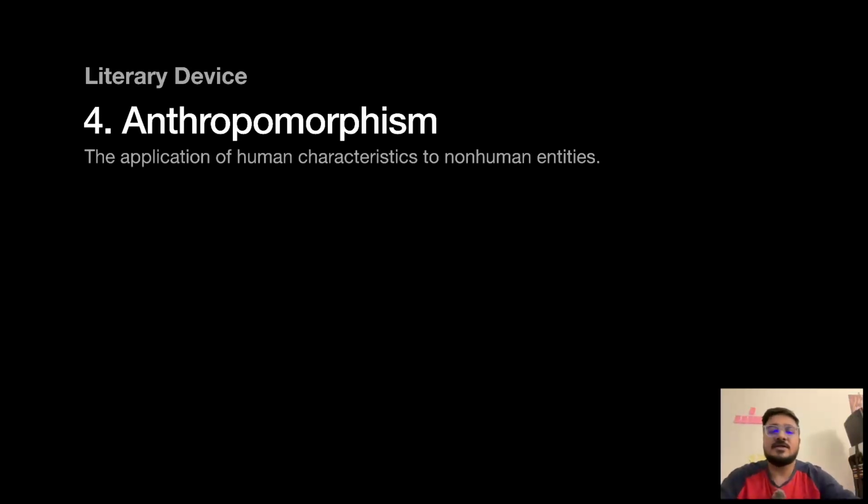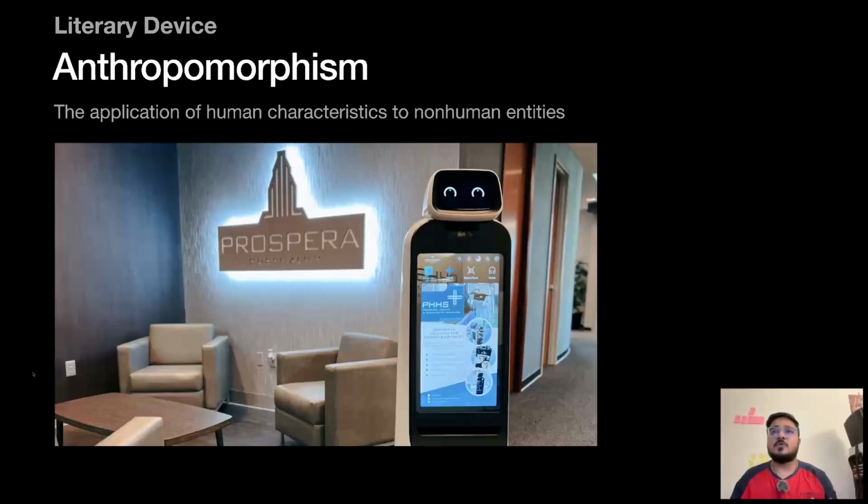Okay, let's start the fourth principle, anthropomorphism, the application of human characteristics to non-human entities. Why? Because as humans, we can connect with humans more easily than any foreign subject. So let's see the first example over here, which is a robot.